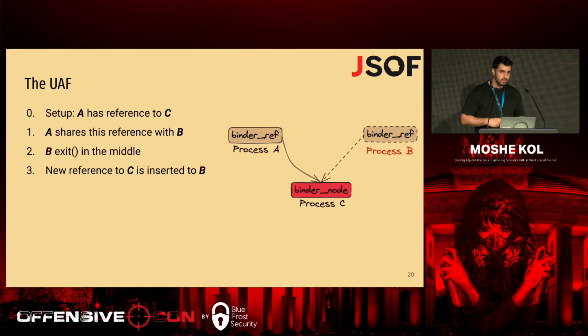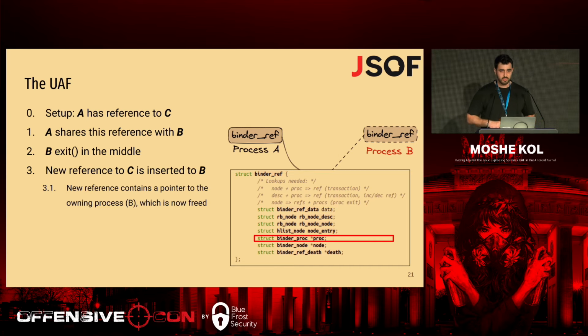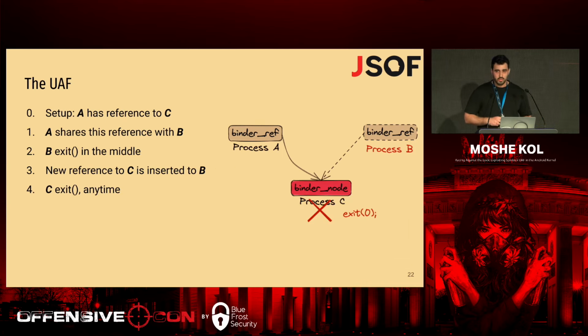Now, if the race condition is won, a new binder reference will be inserted to its data structures after its death. And this is a problem because the binder reference structure contains a pointer to the owning binder proc. So it will contain a pointer to the binder proc B structure. So if this pointer is touched, we have a use-after-free bug. So this pointer, actually, the driver did touch it.